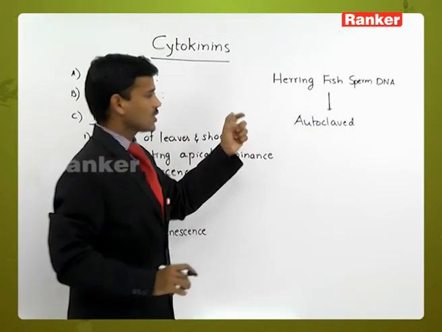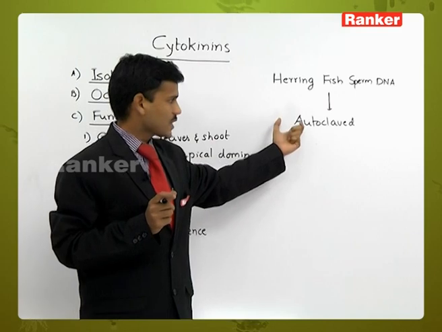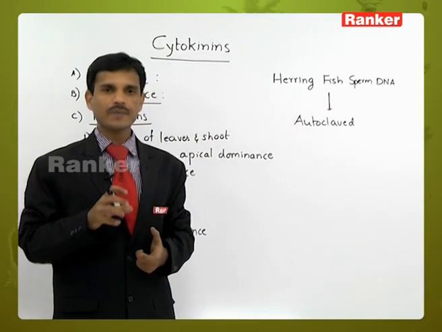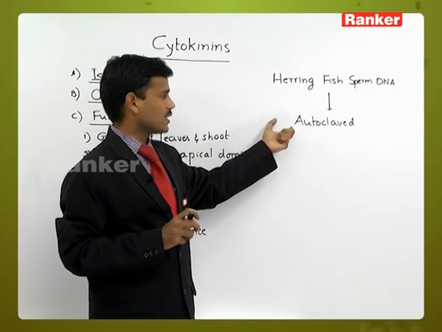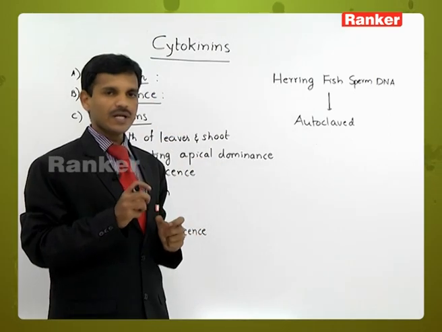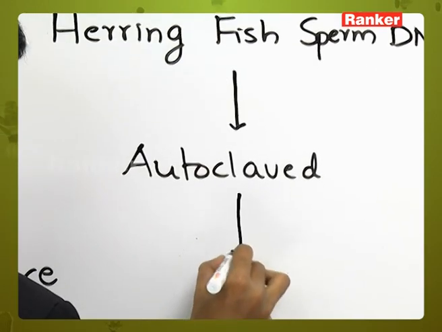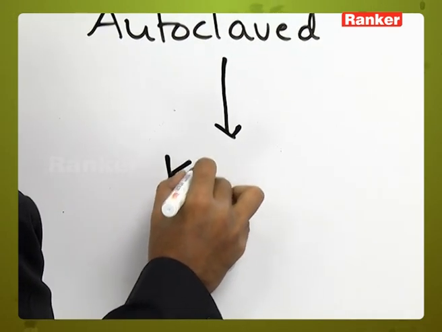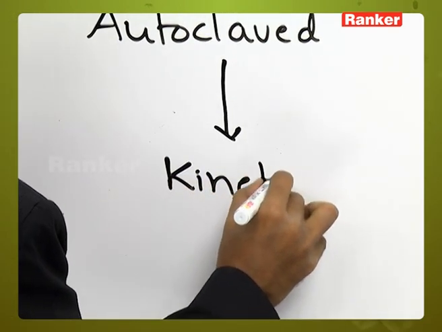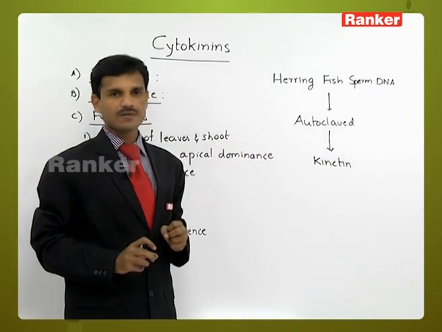Autoclave is like a pressure cooker, so high pressure and high temperature are present. When the DNA is heated under high pressure and high temperature, the DNA produces one cytokinin hormone, that is kinetin. Kinetin is produced and extracted.